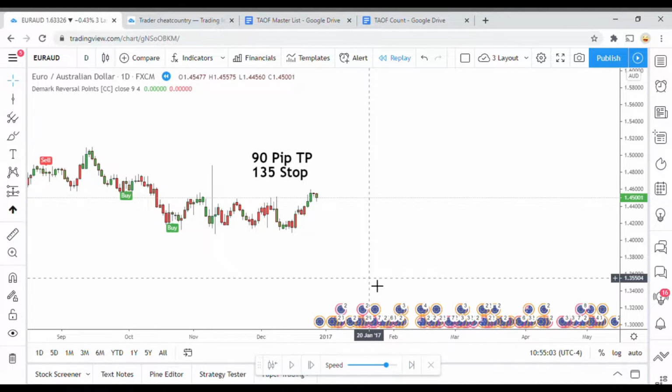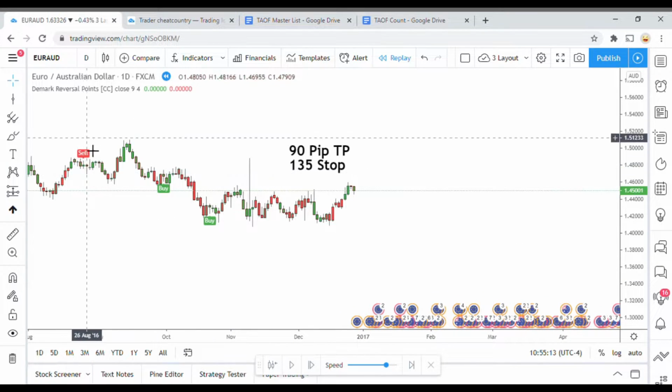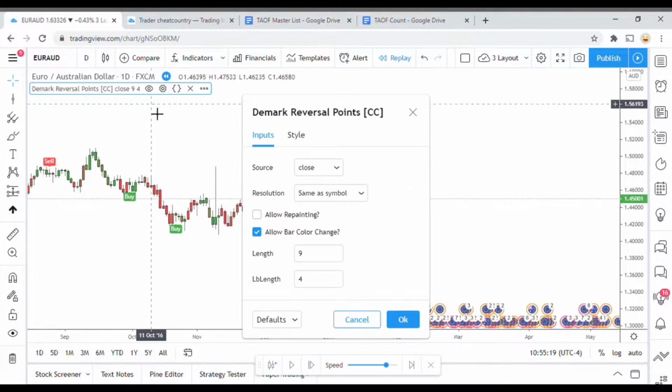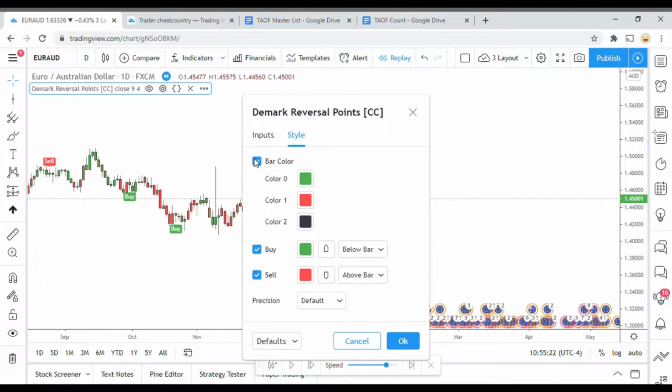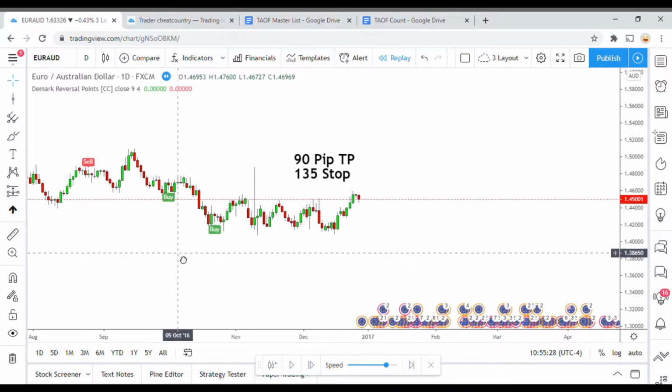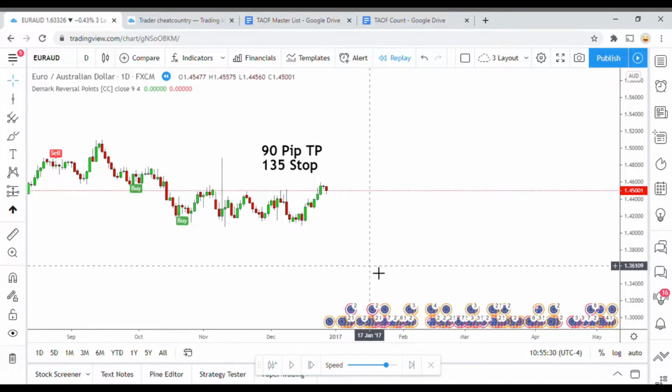So the setup on this is pretty simple. There's not a lot of visual cues to it. And as you can see, we have these tags for buy and sell. Pretty simple. And so the indicator just basically tells us when we should be buying or when we should be selling. I'm going to get rid of the bar color just because it's how I am.